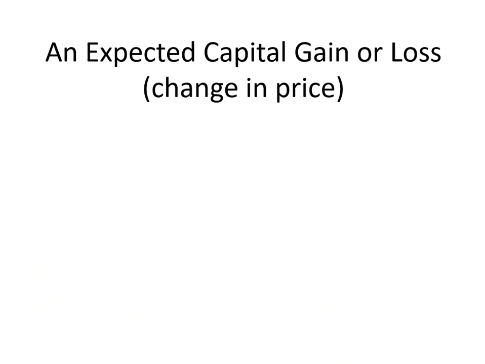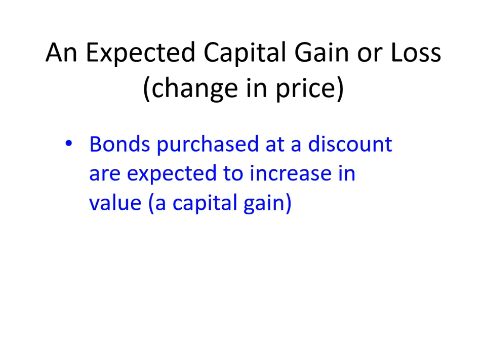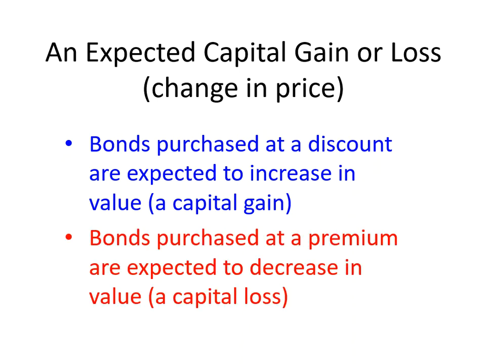In terms of expected capital gains or losses, when we purchase a bond at a discount, that is less than its par or face value, we're expecting it to increase in value and we're expecting a capital gain over the bond's life. On the other hand, if we purchase bonds at a premium, we're expecting the bond to decrease in value, or we're expecting a capital loss over the bond's expected remaining life.